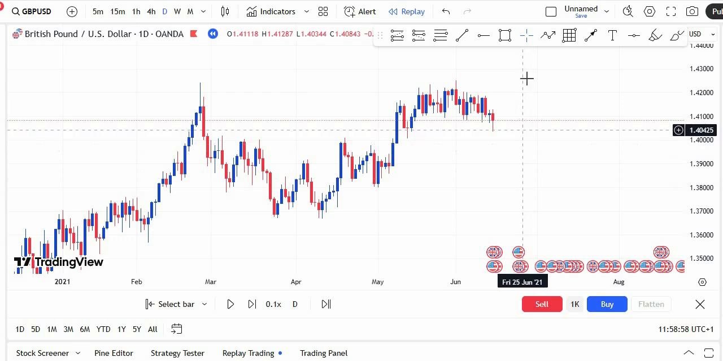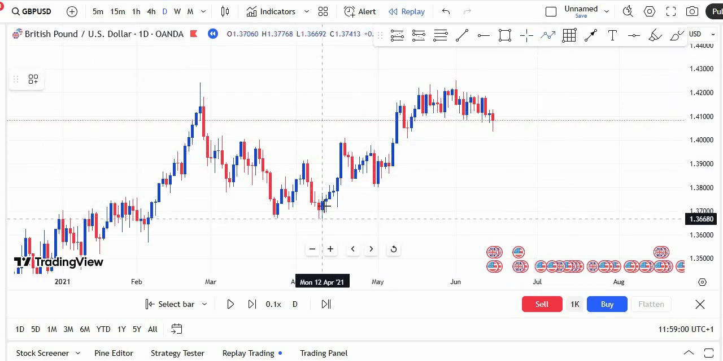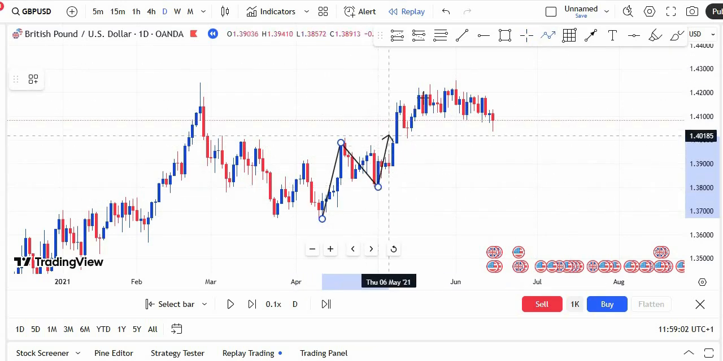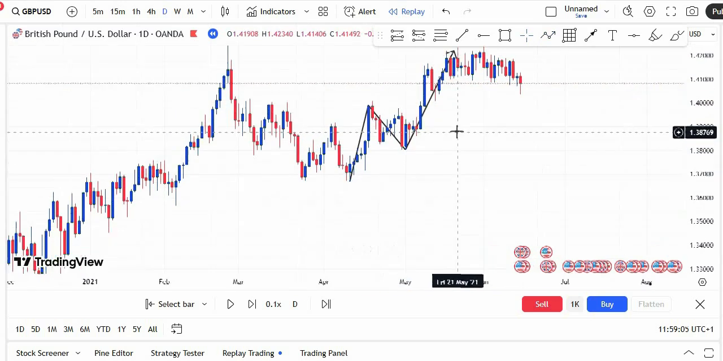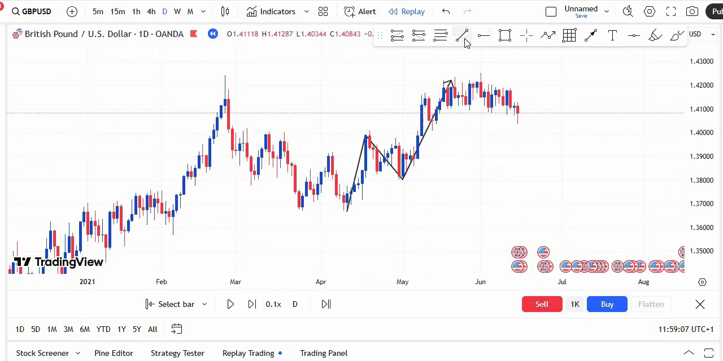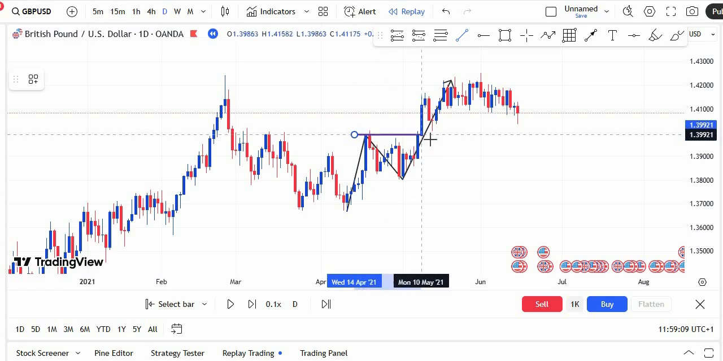The first thing to do is to draw your structure. What type of trend is this? This is an uptrend, right? Or is the market having a break of structure right there?